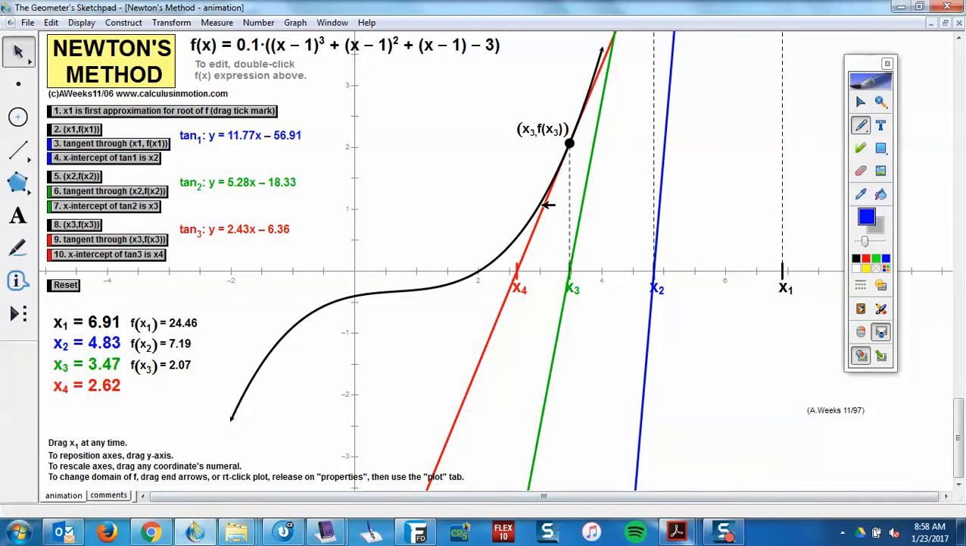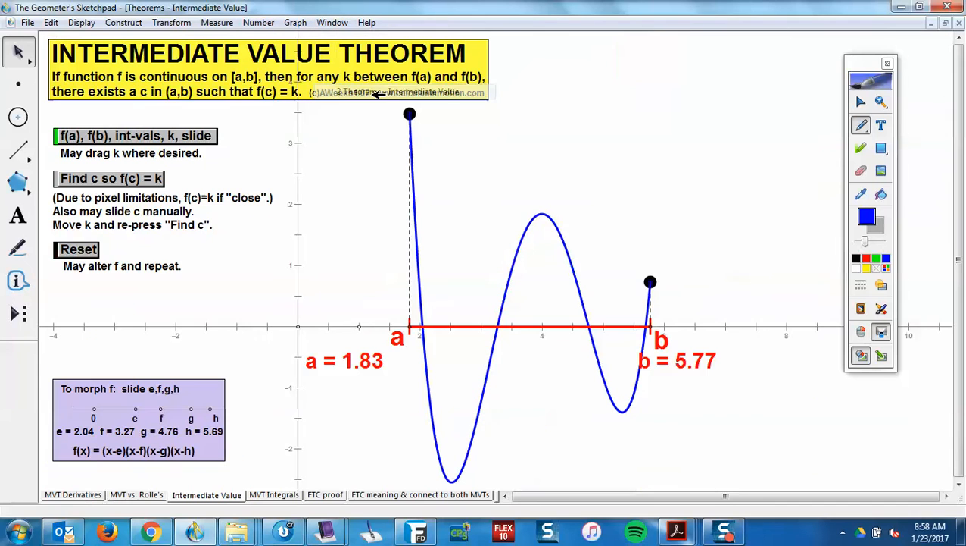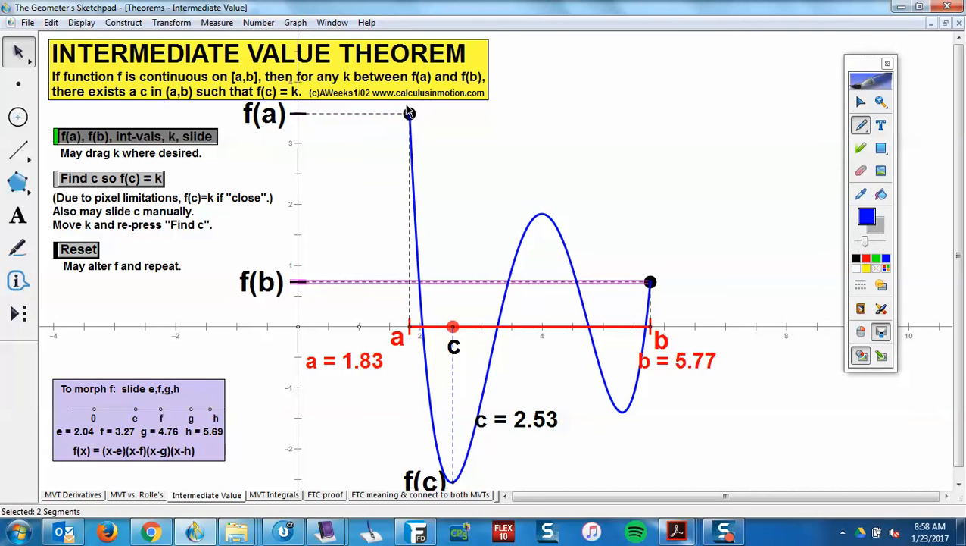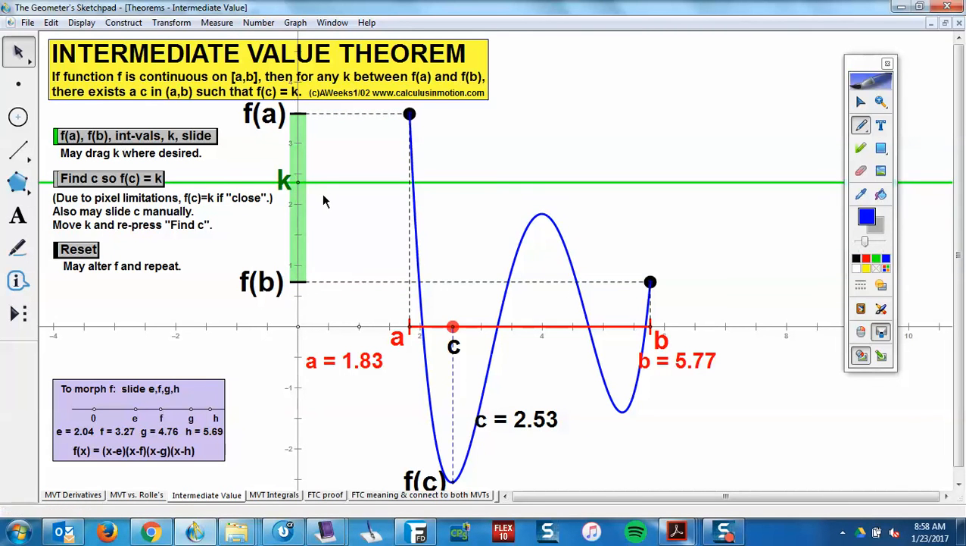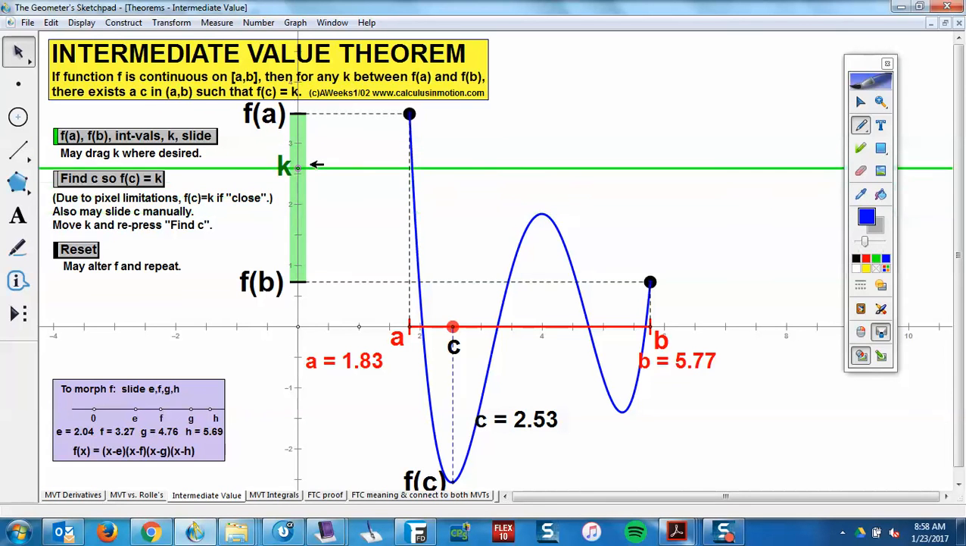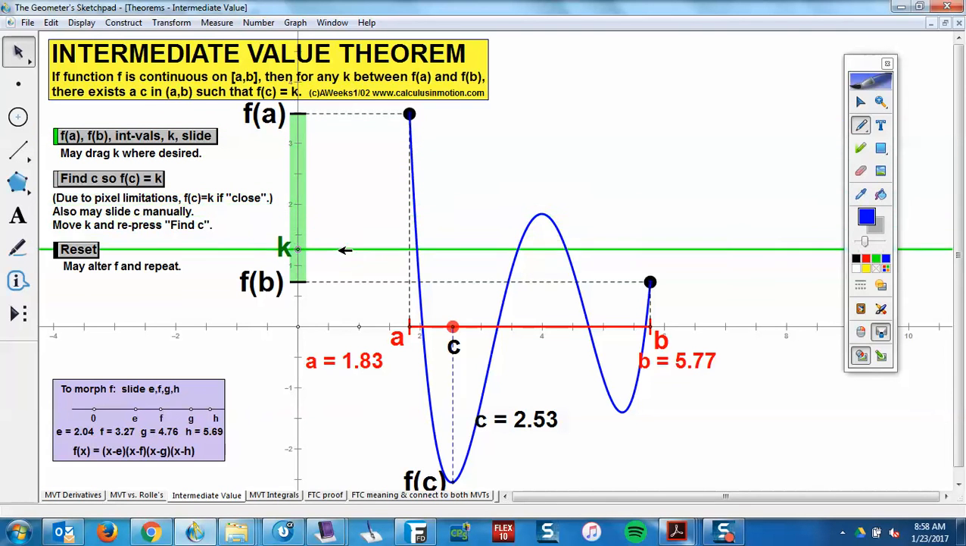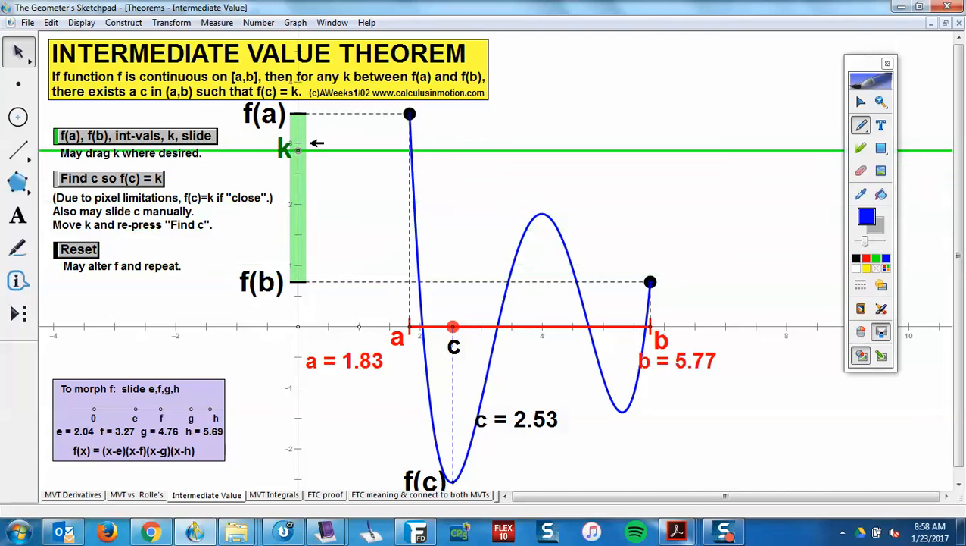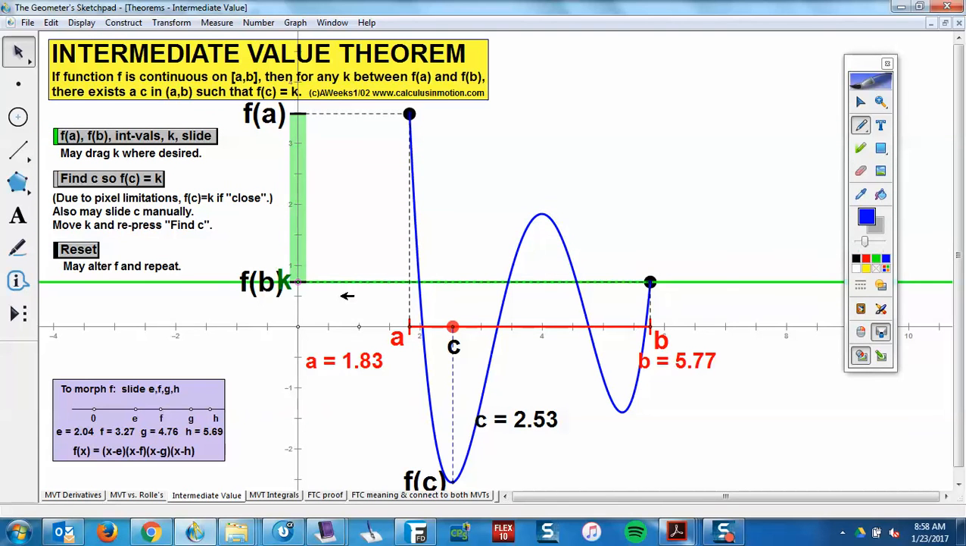Okay? So, if we go and look at this here, same thing. So here's f of a, here's f of b. The green window here is everything. This function has to hit all of the y values in this green window here. So no matter where I put k, it's going to hit the blue graph somewhere. Right? Does that make sense?